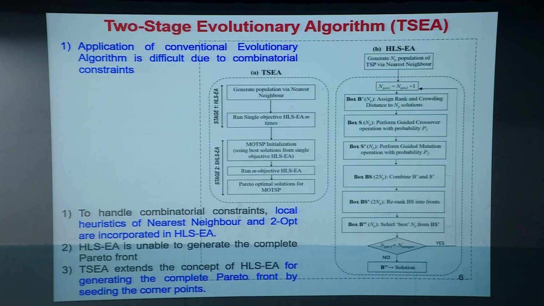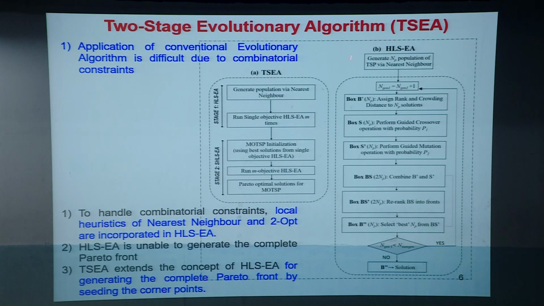So as I said, we have developed the algorithm which is a hybrid local search evolutionary algorithm, and then we have extended it to a two-stage evolutionary algorithm. Clearly, this genetic algorithm, the non-dominated sorting genetic algorithm, we have extended to a hybrid local search evolutionary algorithm. The difference here is that the typical operations in a genetic algorithm have been replaced using new operations. For instance, in a genetic algorithm, typically we start with the generation of the initial population.